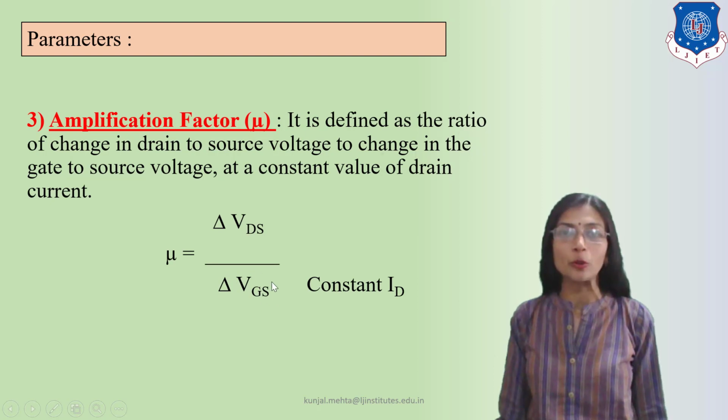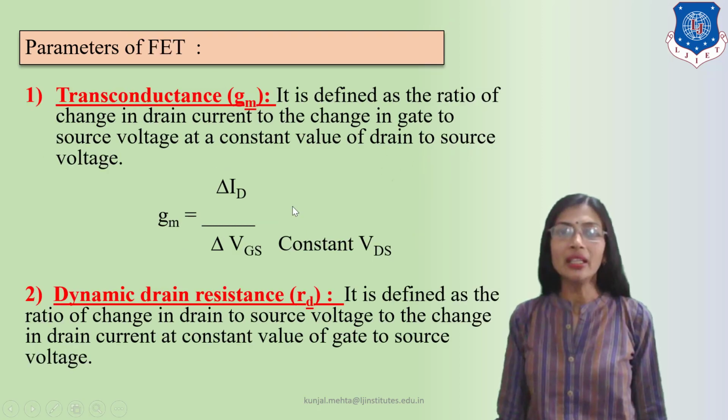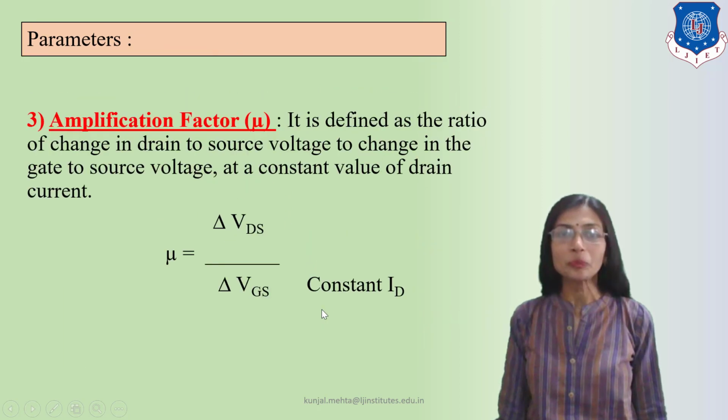that is the gate to source voltage change, right? So let me take the ratio of VDS upon VGS. It shows the amplification factor mu at constant ID. It means at that time we are assuming that ID is constant. And this mu also comes from the previous two main parameters, GM and RD. By taking the multiplication of GM and RD, we can also define mu.